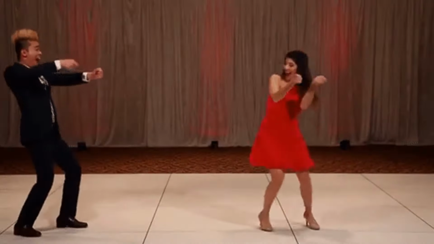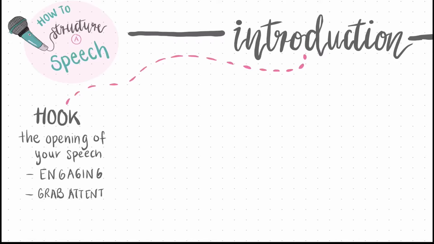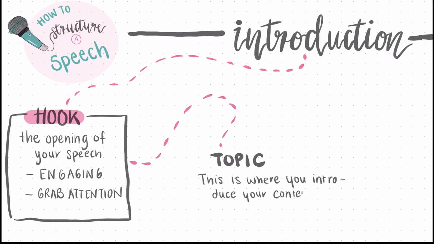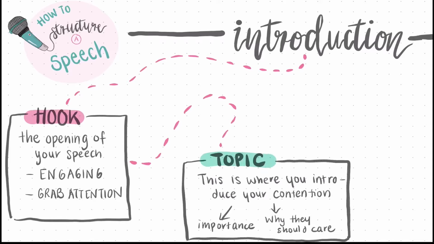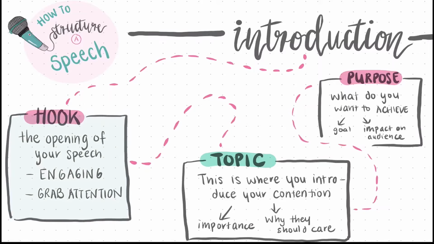A hook is essentially the opening of your speech. It must be engaging and grab your audience's attention straight away. Next, you have to introduce your topic and contention. This means you need to show the audience why your topic is important, what your stance is, and why they should care. Once you have done that, try to clarify your purpose to your audience. Think about what you want to achieve and what kind of impact you want to make on the audience.